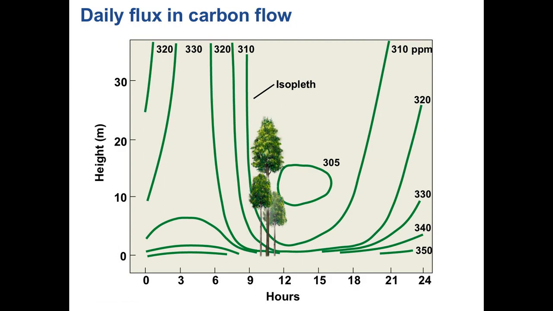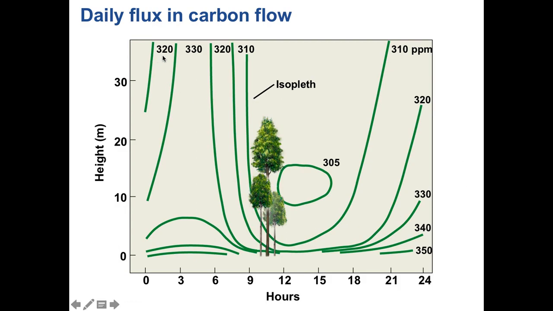So this is a really nice and interesting plot from the textbook. This is an example of the availability of CO2, the amount of CO2 within the air, within a forest, over the course of a 24-hour period, over the course of a day. Each of these lines are called isopleths, kind of like isobars. Each of them represents the availability of CO2.